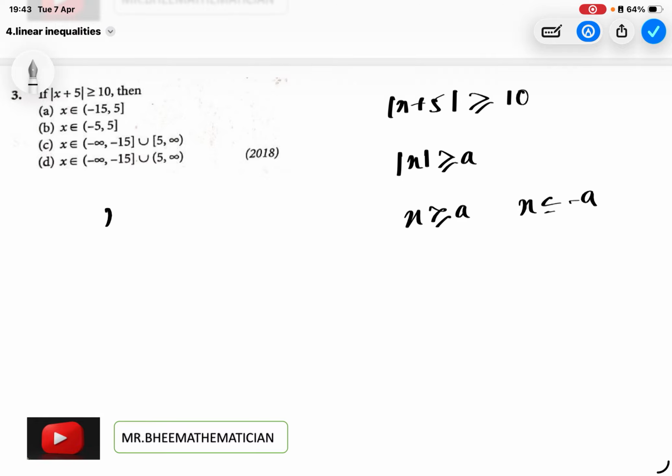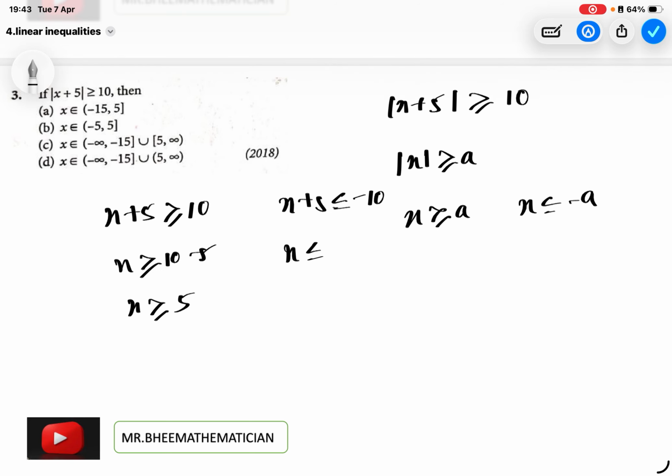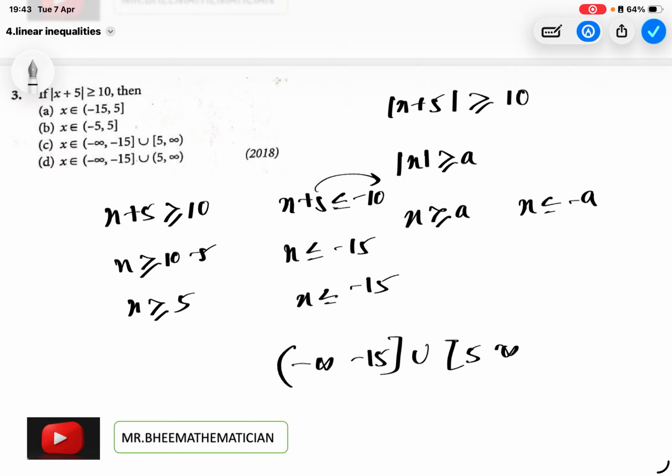Now x plus 5 is greater than or equal to 10, or x plus 5 is less than or equal to minus 10. So x is greater than or equal to 10 minus 5, that is x is greater than or equal to 5, or x is less than or equal to minus 15. If we send this to that side, it becomes minus 5, so minus 10 minus 5 is minus 15. So the solutions are minus infinity to minus 15 union 5 to infinity.